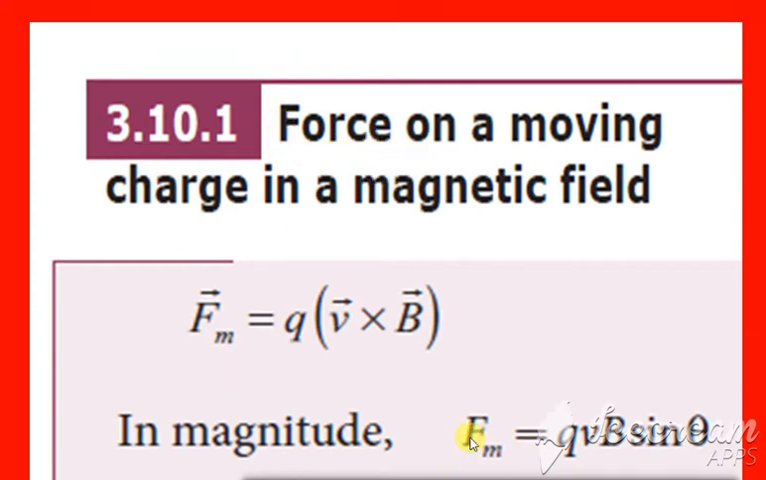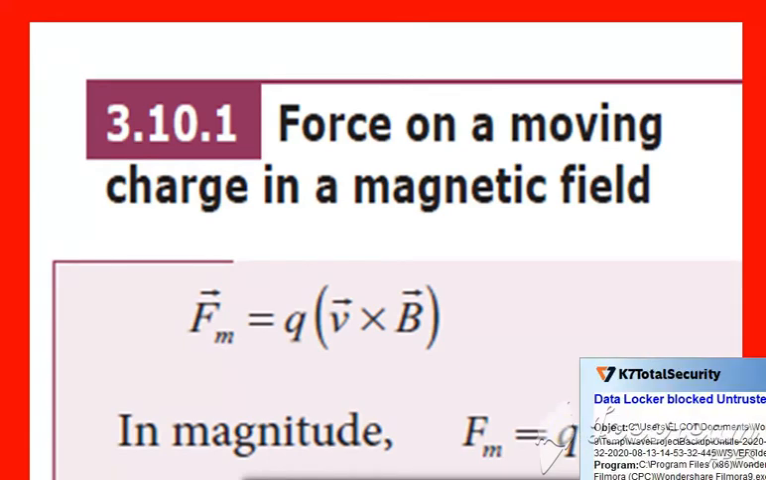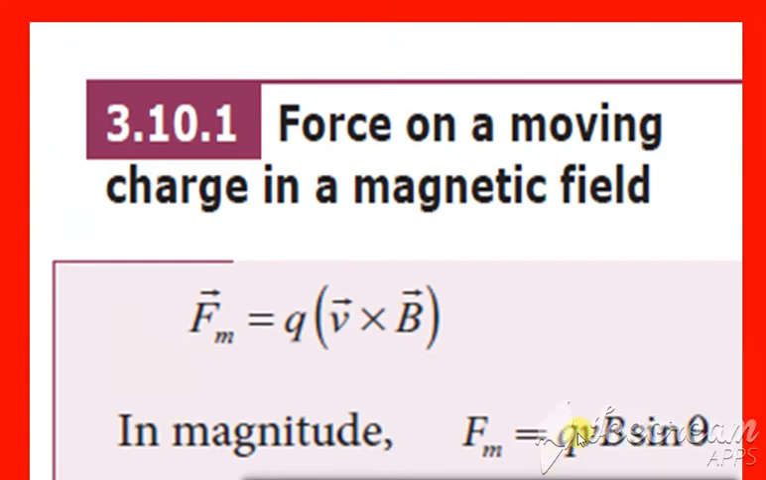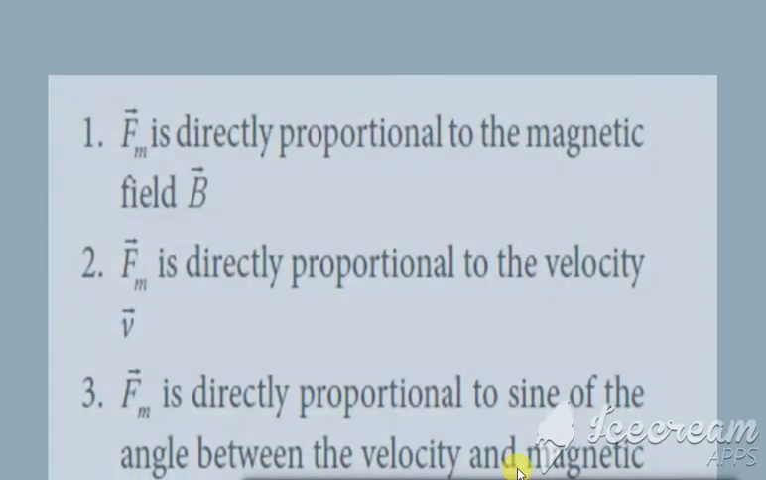The force depends on which terms? First one is Q, that is the charge. V is the velocity. B is the magnetic induction. Then theta is the angle. That will be given in the next point.